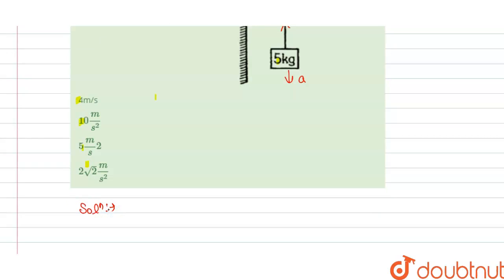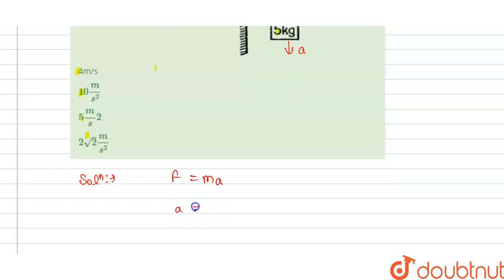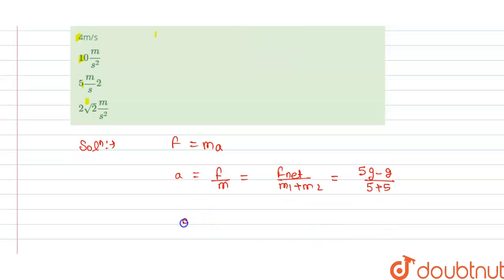So the solution of this question is, we know that force equals mass into acceleration, so acceleration is force divided by mass. This is the net force, divided by the total mass, that is m1 plus m2. The net force is 5g minus g, where g is acceleration due to gravity, and mass 1 plus mass 2 is 5 plus 5. So we get acceleration is 4g divided by 10, and we can take g equals 10 meter per second square. So this is 40 divided by 10, the zeros cancel out, and we get acceleration 4 meter per second square.